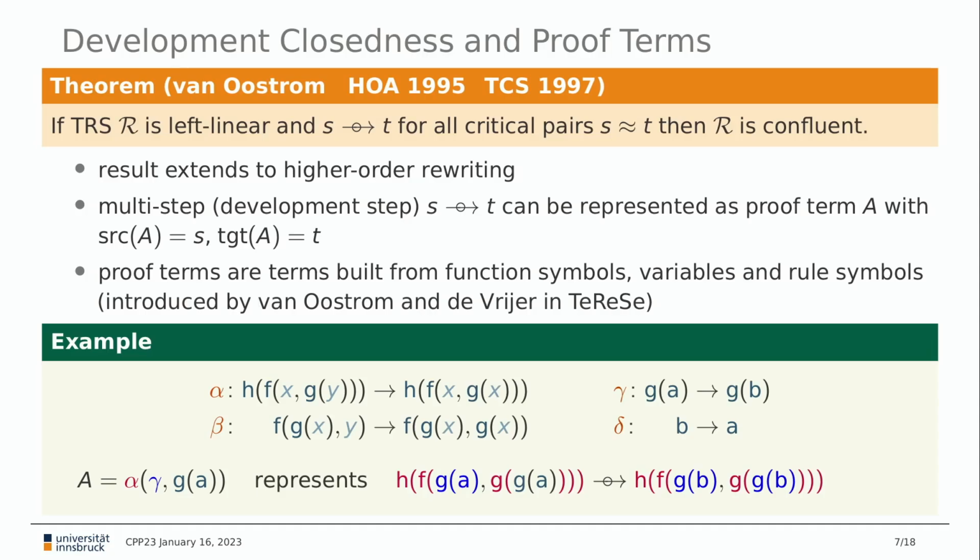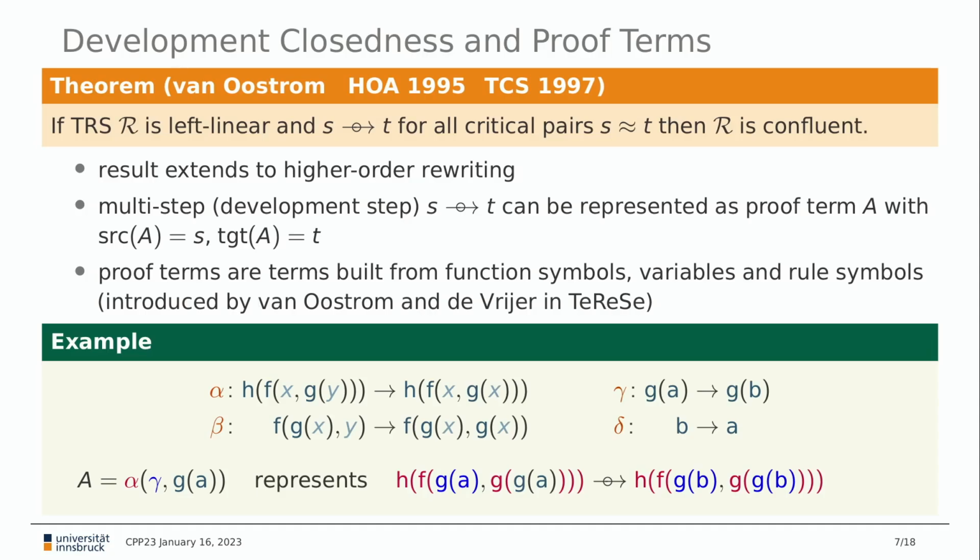Now, if you want to go from the proof term representation to the multi-step, we compute the source of this proof term by looking at the left-hand side of the rule symbols. So the left-hand side of alpha is this one. I marked this in red here. And then the two arguments are the things we have to put into the substitution for x and y. So for gamma, again, we look at the left-hand side of gamma, so g of a, and we put it in here at the position of x. And then g of a, we compute the source of g of a, but the source of a normal term is just the term itself, and it gets put into the position of y, so in here.